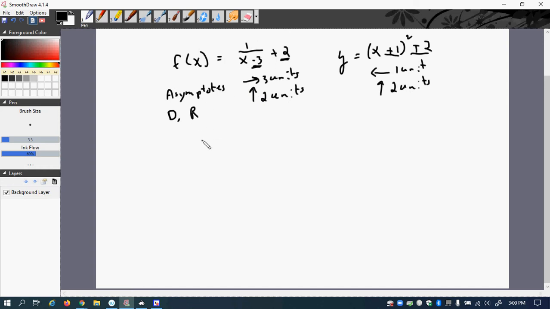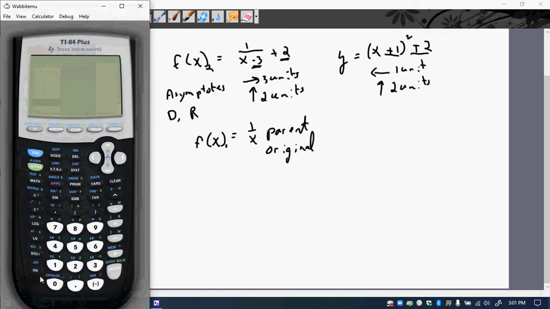So if we were to look at the original equation, which is f of x equal to 1 over x, this is what we call the parent or original equation. All we're doing is putting in the minus 3 with the x and the plus 2 on the outside. So if we were to graph this one and then graph this one as a second, you could see just what's happening here. So let's go to the calculator and do that.